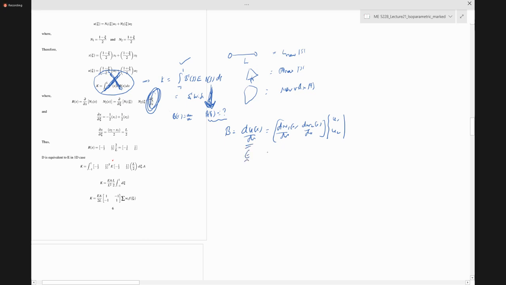Now, but u is a function of x. Since I'm mapping, u is also a function of Cauchy (ξ). Therefore, by chain rule, du/dx equals du/dξ times dξ/dx. Do you agree? Do you understand this step? Yes or no?